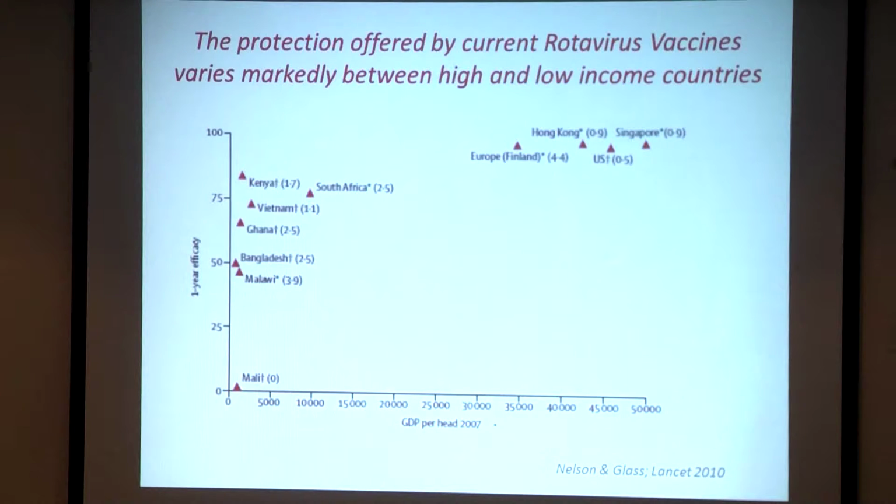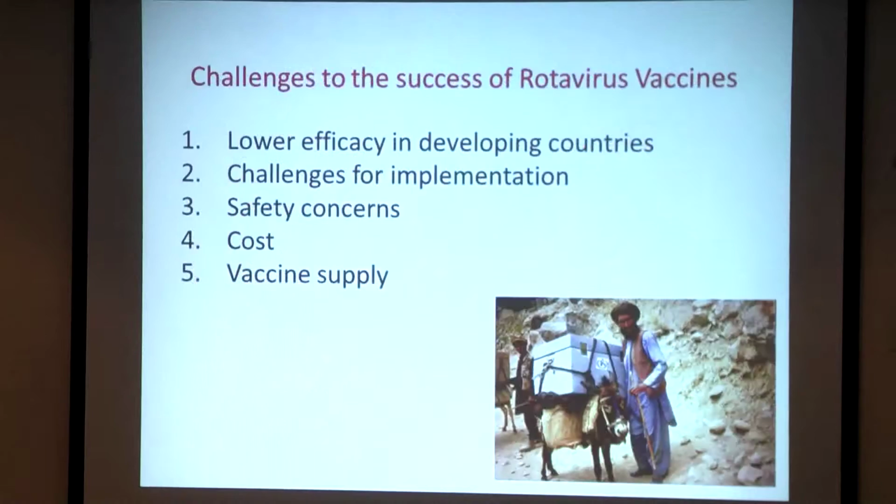And this graph gives one reason why we might not be there yet. This really looks at the one-year efficacy of the 2 internationally introduced rotavirus vaccines according to the GDP per head, showing that the vaccines really work very well in developed country settings, but only 50-50 really in countries where the disease burden is higher and in areas where most deaths occur.